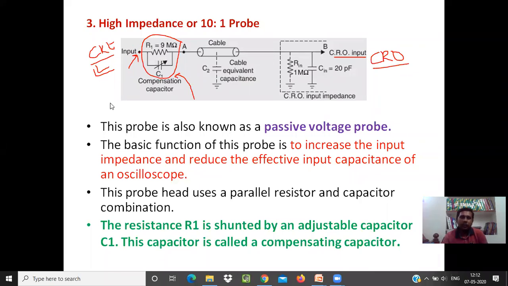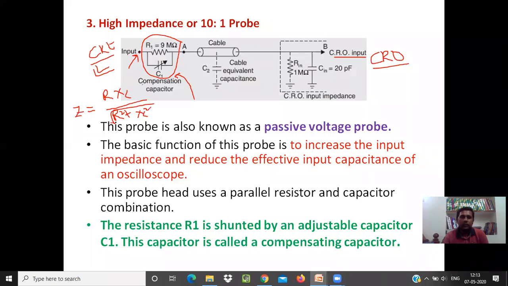So for the parallel R and C combination, the impedance expression we can write as Z is equal to R into XC divided by the square root of R square plus XC square. Here R is fixed, a very high value, 9 mega ohms. R1 is fixed, and the capacitor is made variable.